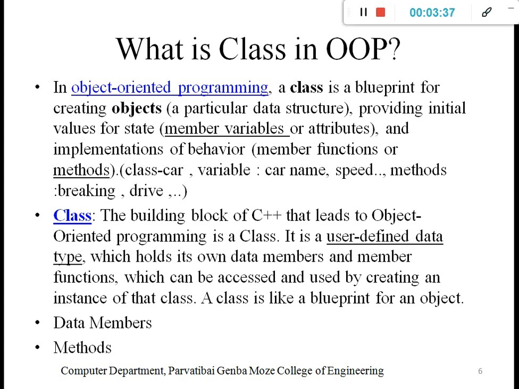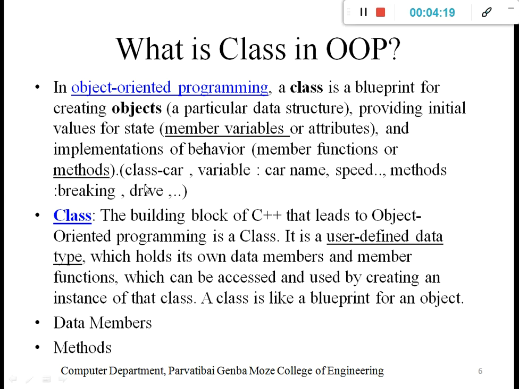Then what exactly is a class? It provides the initial values for the state and the implementation of behavior, meaning the functions. A class is a blueprint for creating an object. With the help of a class we create an object, and it comes with member variables, or attributes, and member functions. That structure we can say is a class.